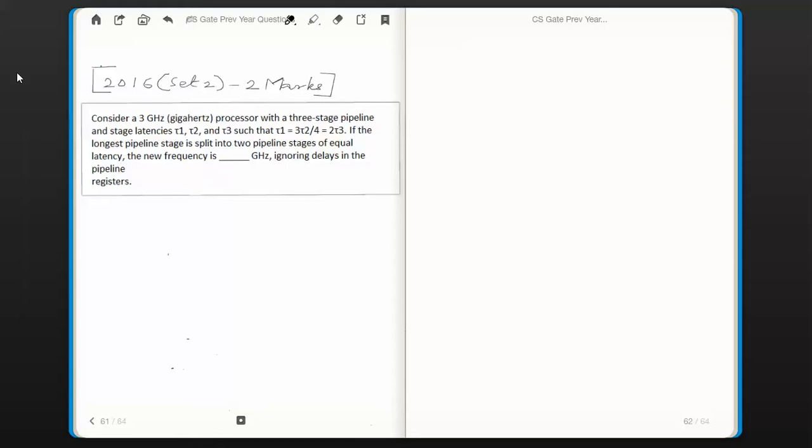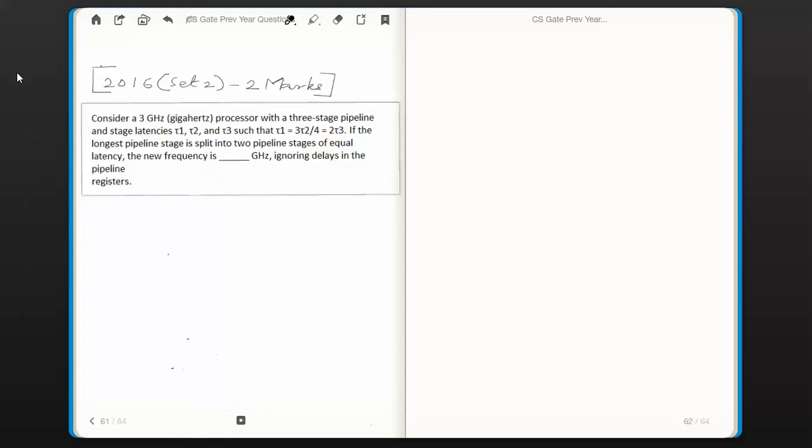The question is, consider a 3 gigahertz processor with a 3-stage pipeline and stage latencies tau 1, tau 2 and tau 3 such that tau 1 is equal to 3 tau 2 by 4 equals 2 tau 3. If the longest pipeline stage is split into 2 pipeline stages of equal latency, the new frequency is in gigahertz, ignoring delays in pipeline registers.